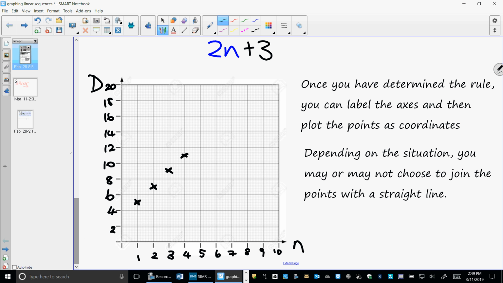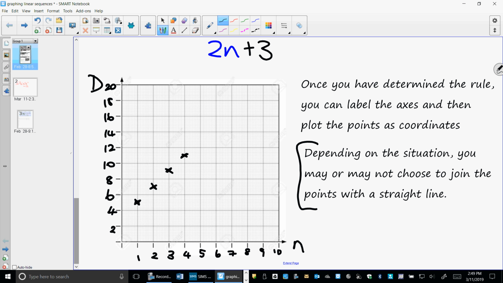And the reason is because are you going to have term number 6.2? No, that's ridiculous, isn't it? Are you going to have term number 4.5? No. So because you're not going to have a term number in between, for this one we wouldn't join them up. Okay? Should we write that? Yes, so that's what I've indicated here by saying that you may choose or may not choose to join it up.